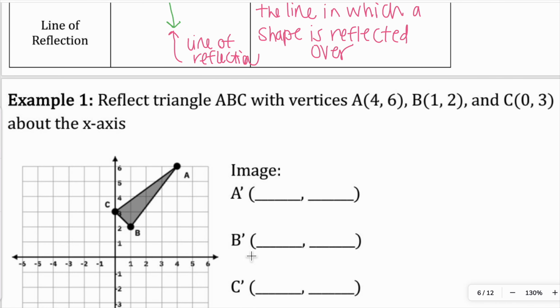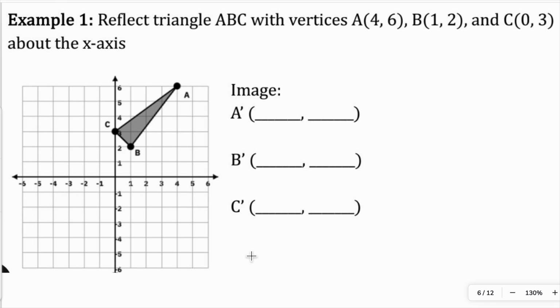So example 1, we're going to reflect triangle ABC with these vertices of (4, 6), (1, 2), and (0, 3) about the x-axis. So we first wanted to make sure we understand here is the x-axis. So this line is going to be my line of reflection. I'm trying to draw a straight line as much as I can. So A prime, what I'm going to do is I'm going to count the distance from this point to my line of reflection. So I'm 1, 2, 3, 4, 5, 6 steps away. So that means I'm also going to be 6 steps away on the other side. 1, 2, 3, 4, 5, 6. And then plot my A prime here.